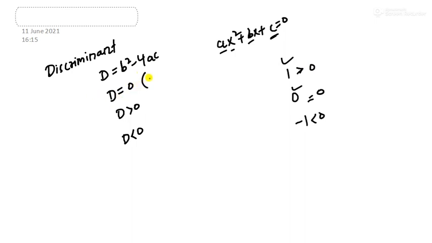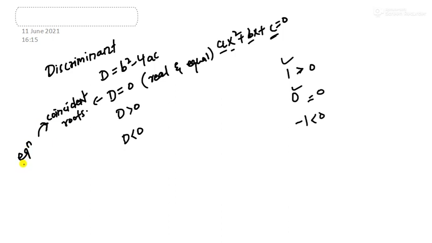If it is equal to 0, the roots are real and equal. We also call them coincident roots, because both of them are the same. One more thing, the equation of such roots is called an equation of perfect square. These three you have to remember: when the discriminant is equal to 0, the roots are coincident, real and equal, and the equation is called an equation of perfect square.